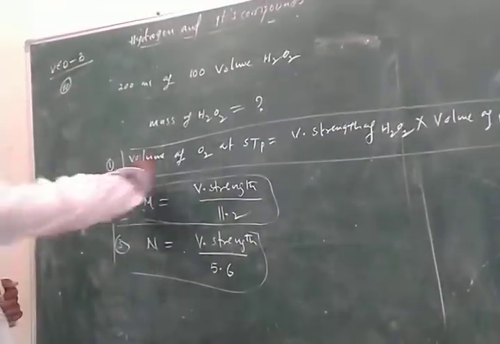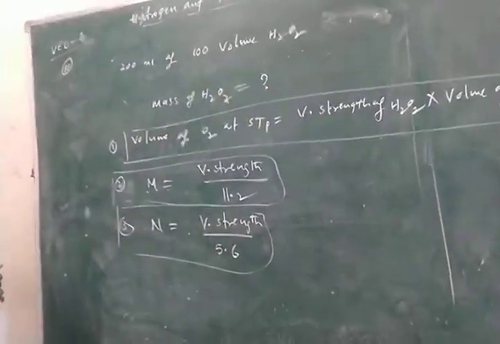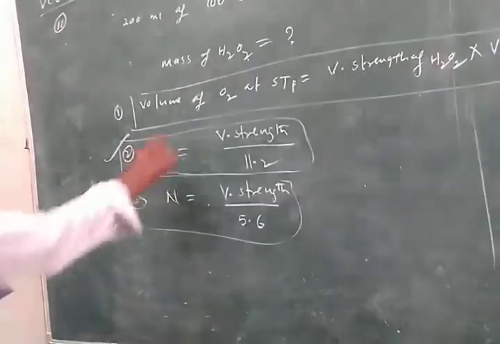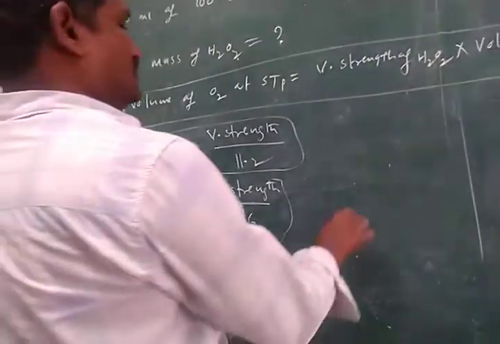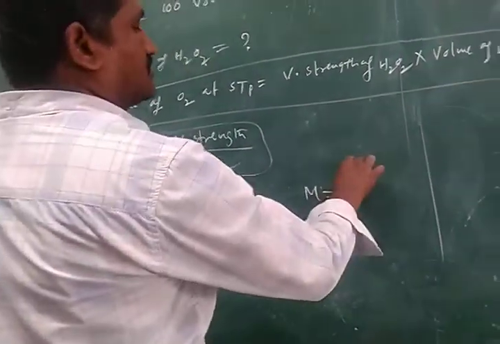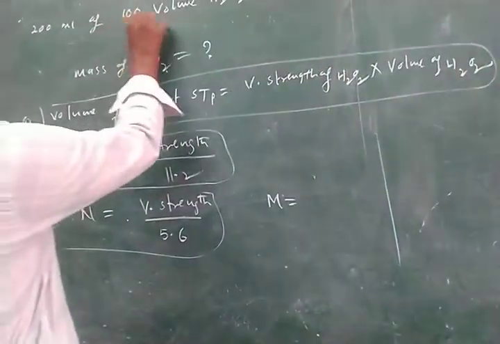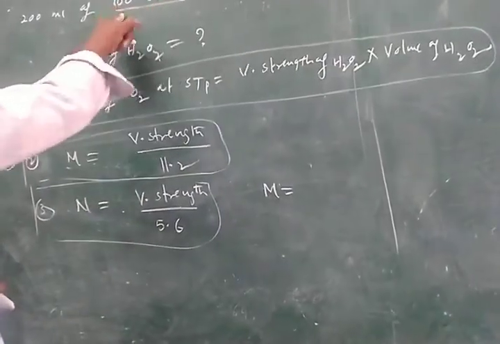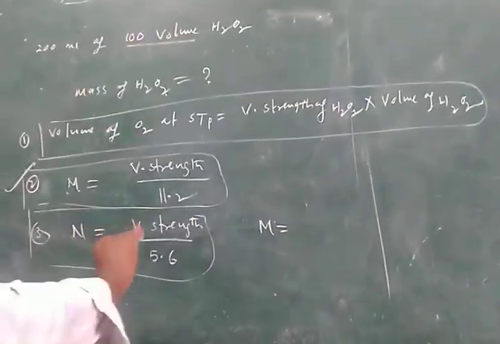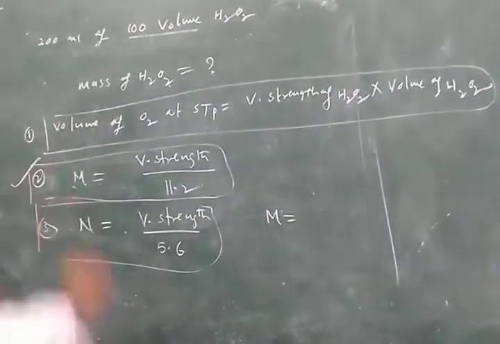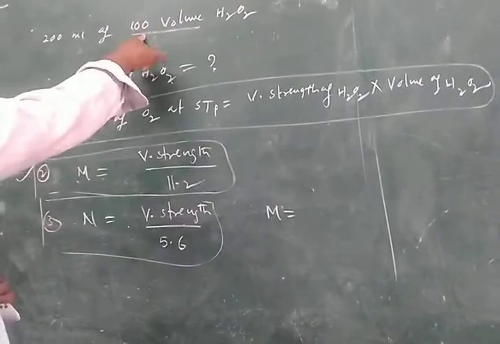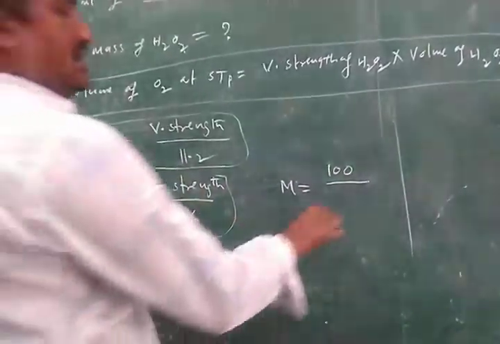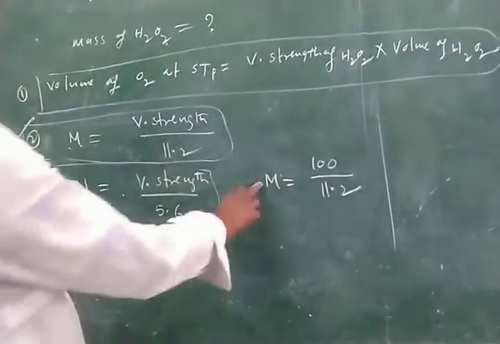In this question they want the mass of H2O2. From molarity you can calculate the mass, so that's why we use this formula. Molarity equals volume strength. Here 100 volume means the volume strength, and 200 ml is the volume of the H2O2. So volume strength 100 by 11.2 is the molarity.